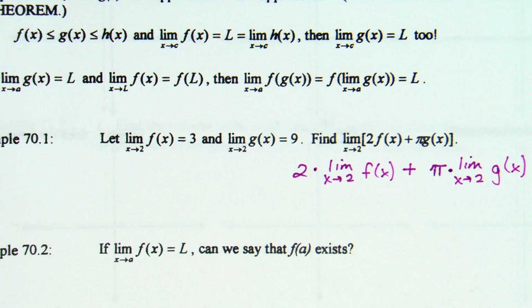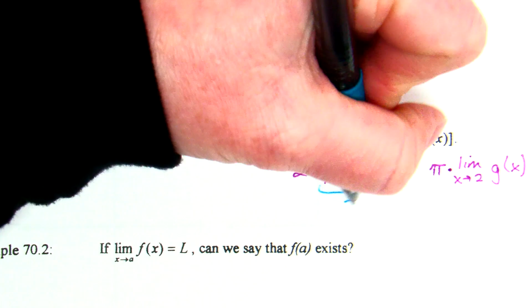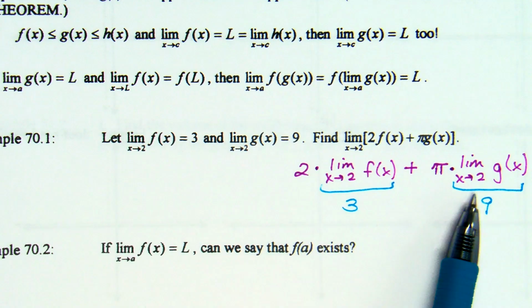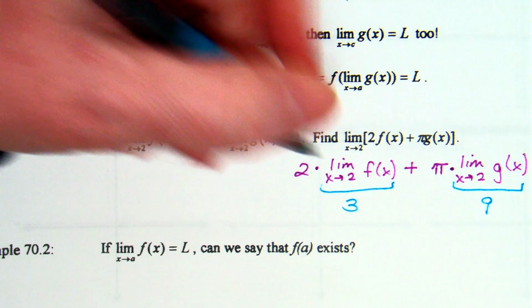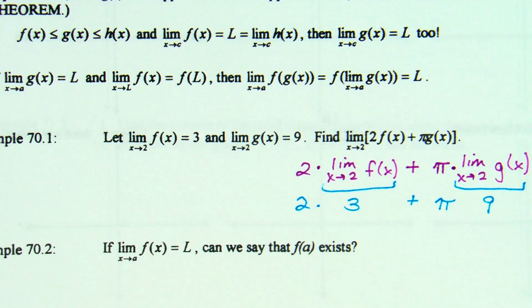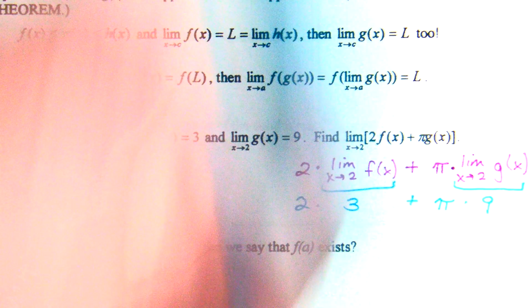Legal is a good word to use, right? It's legal. So what do we do at this point? You were given some information: the limit as x approaches 2 of f of x was 3, and the limit as x approaches 2 of g of x is 9. We have those constants there. So 2 times 3 plus pi times 9. What is 2 times 3 plus pi times 9? 6 plus 9 pi.